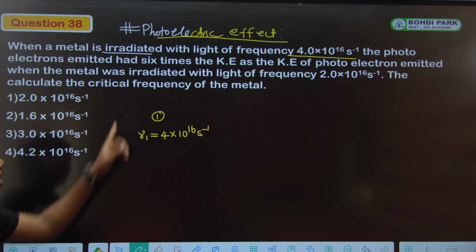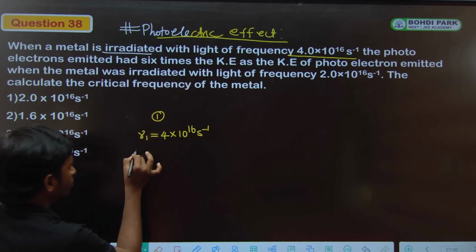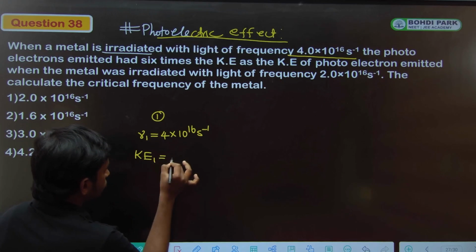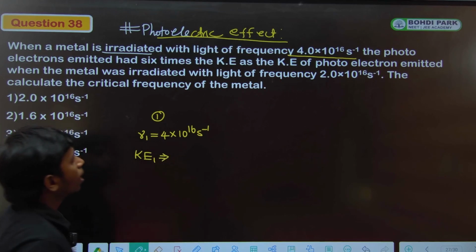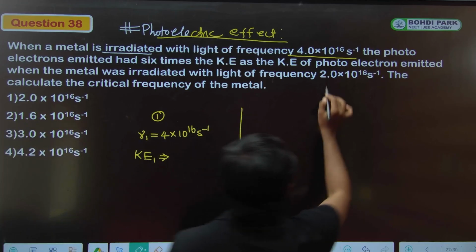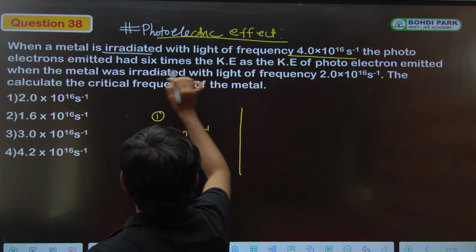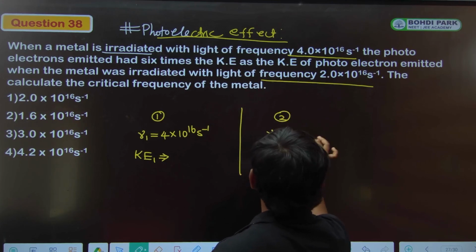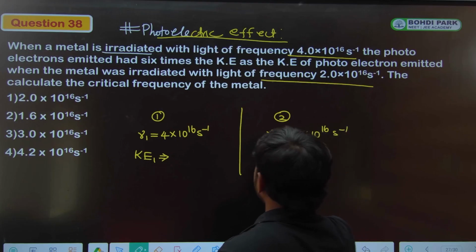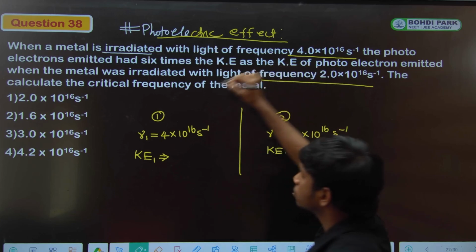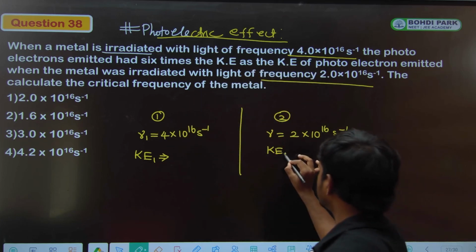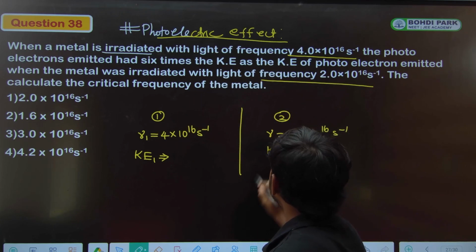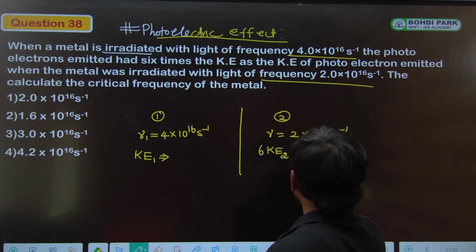The photoelectrons emitted have 6 times the kinetic energy. So this is kinetic energy 1. Then one more light we are giving. The kinetic energy of photoelectrons emitted when the metal is irradiated with light of frequency 2 into 10 to the power 16 per second. What will this kinetic energy be equal to? Will it be 6 times kinetic energy 1? Kinetic energy 2 into 6 is equal to kinetic energy 1. It is the data they have given.